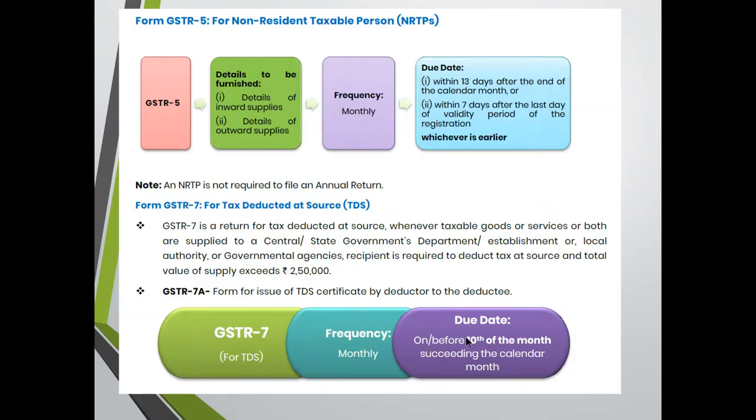Now comes another type of returns. Kindly pay your attention. Some miscellaneous returns we are going to discuss now.